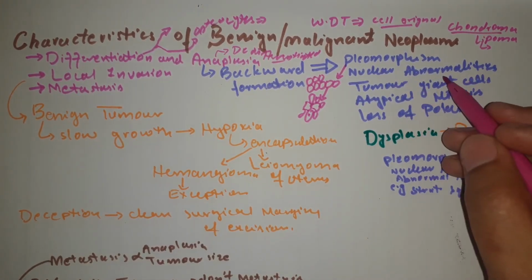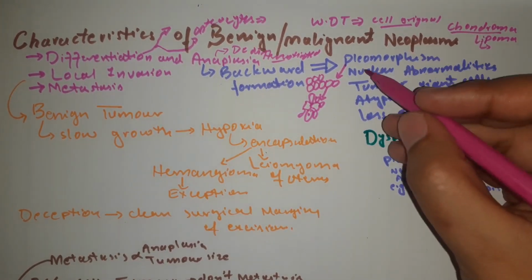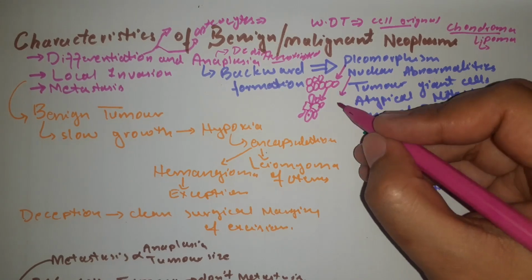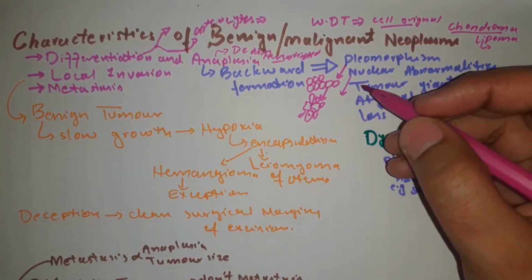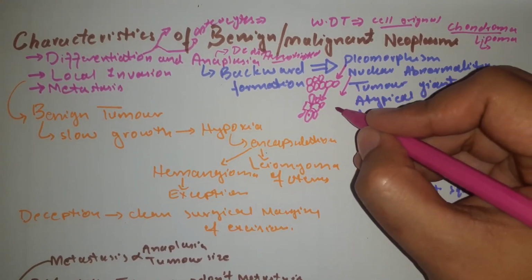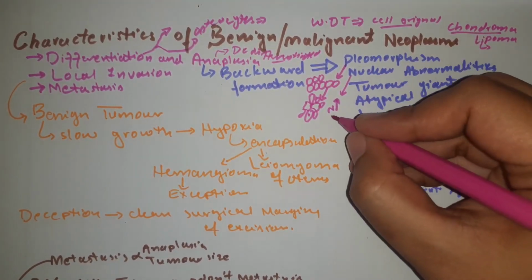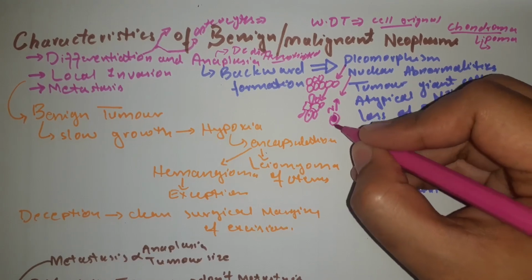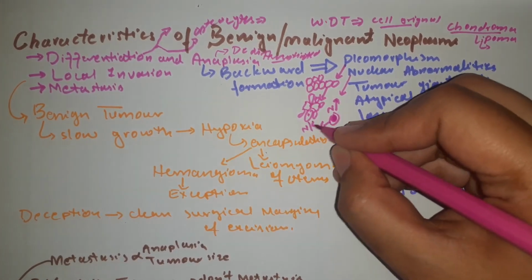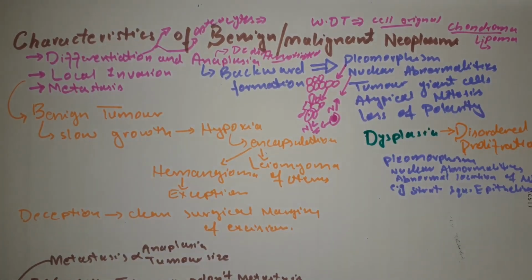Then cells will have nuclear abnormalities. What does it mean? It means that their nuclei will be showing increased size. Okay, size of nucleus will increase, and the nucleus will almost fill the cytoplasm. So this property is called increased nucleus to cytoplasm ratio. It means that nucleus will be increasing in size, and it will fill most of the portion of cytoplasm.